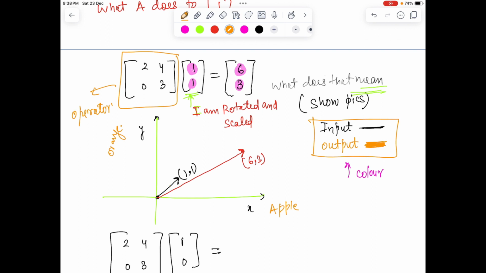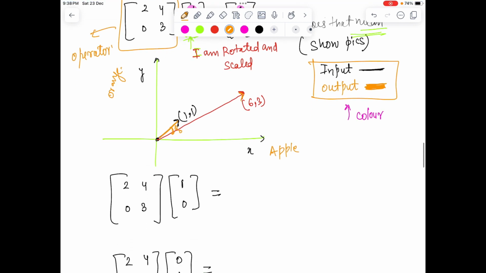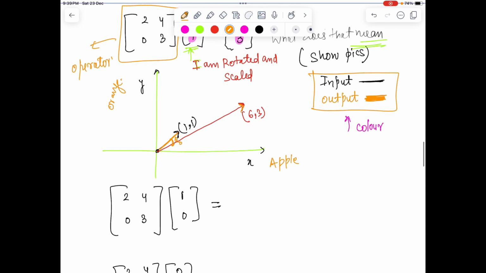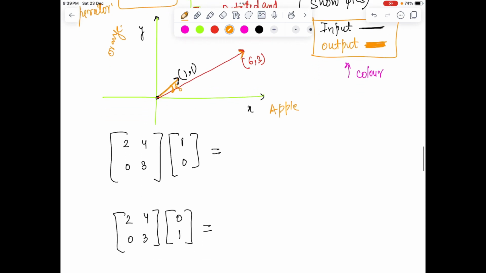Not only is 1, 1 scaled up, but it has also suffered a rotation in the clockwise sense by some angle theta naught, in the language of mathematics. And clearly you can see the length of this vector has changed from root 2 to root of 36 plus 9, right? Okay. So far so good. For the sake of clarity, I have made the input in black color and the output in the other color, orange.